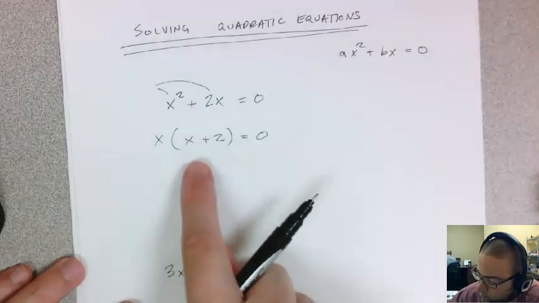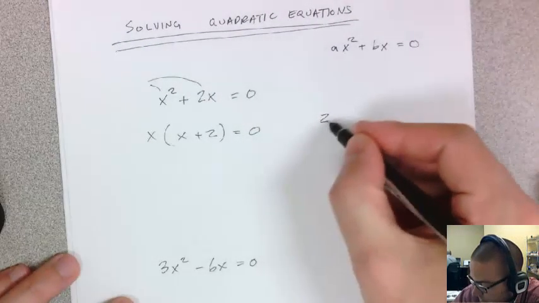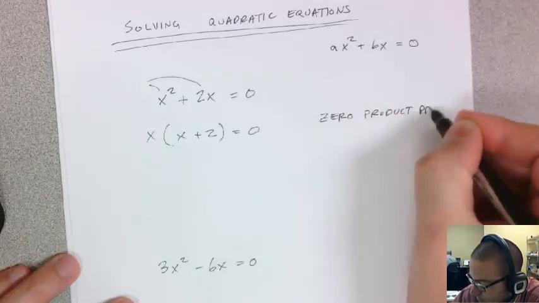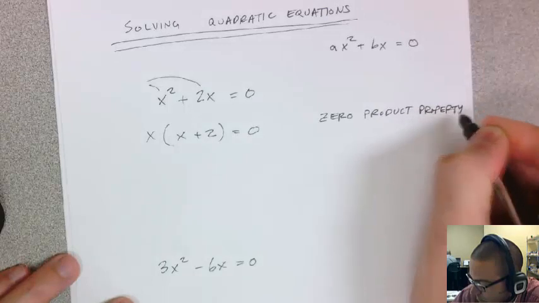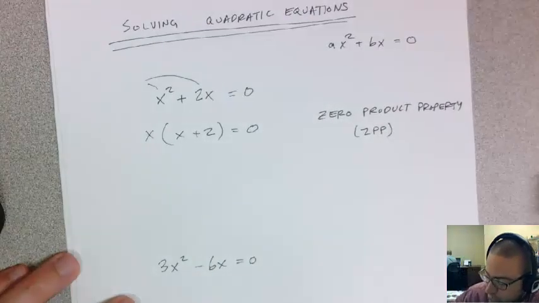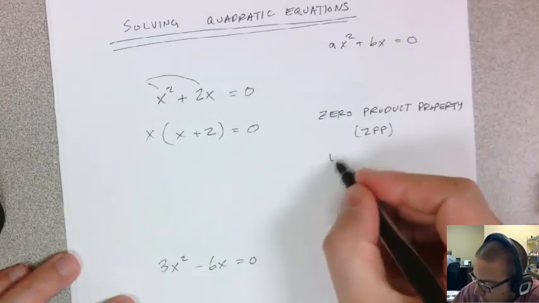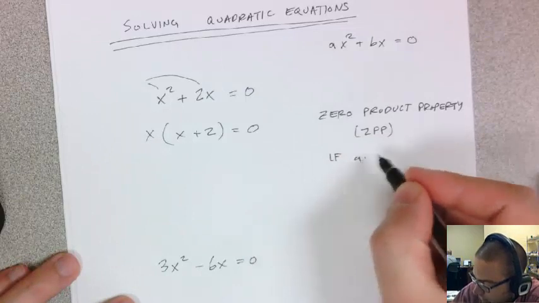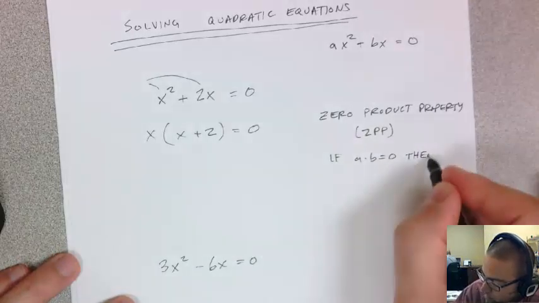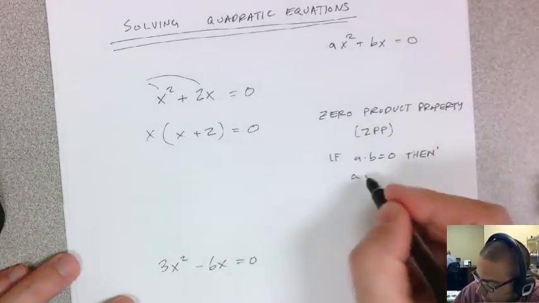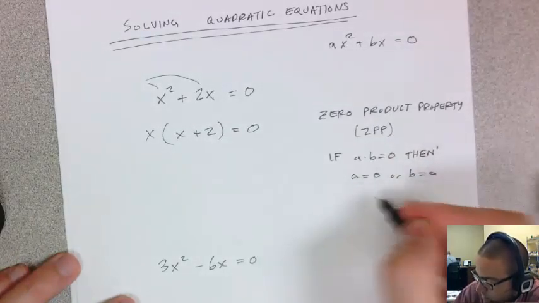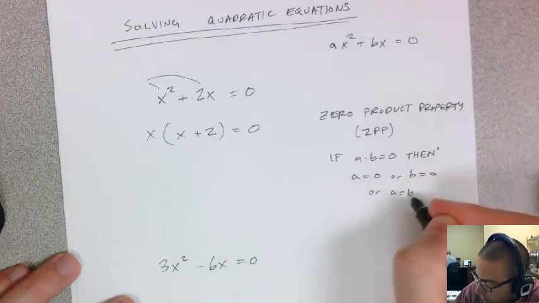Okay, now I need to teach you a new property. This property is called the zero product property. Okay, for short we call it ZPP. The zero product property says that if you have two numbers multiplied together, so like a times b is equal to 0, then the solutions to this are a could be equal to 0, or b could be equal to 0, or they're both equal to 0, right? Or a and b are 0, right?